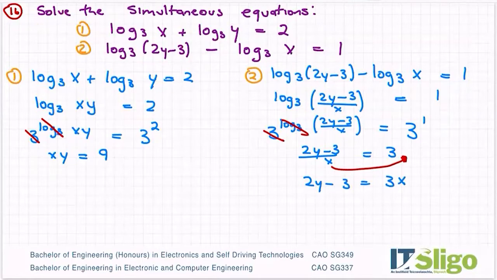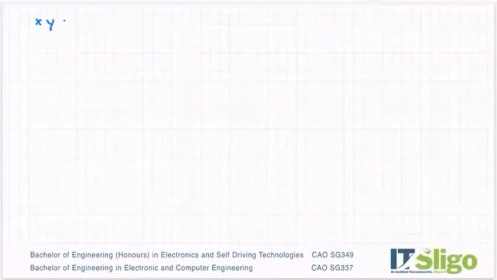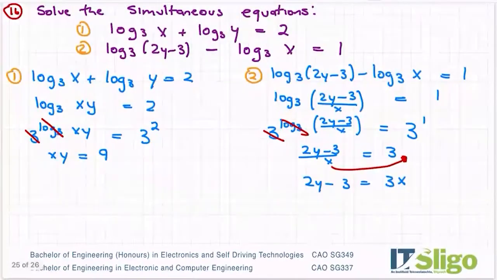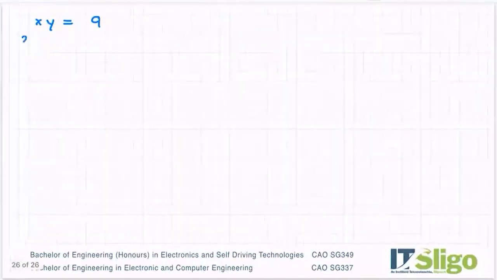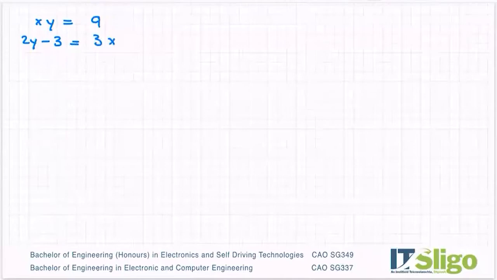Okay, so my two equations now, let me just write them on another page. I have xy equal to 9, and I have 2y minus 3 equal to 3x. Okay, so there are my two equations as they stand.